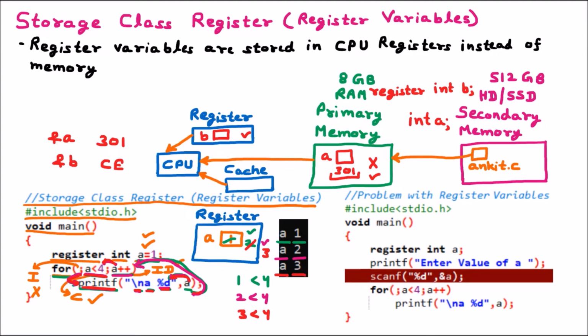It is a loop. It will go back again. And further a++, so the value of a will be incremented, that is 4. Now afterward checking the condition that a < 4.